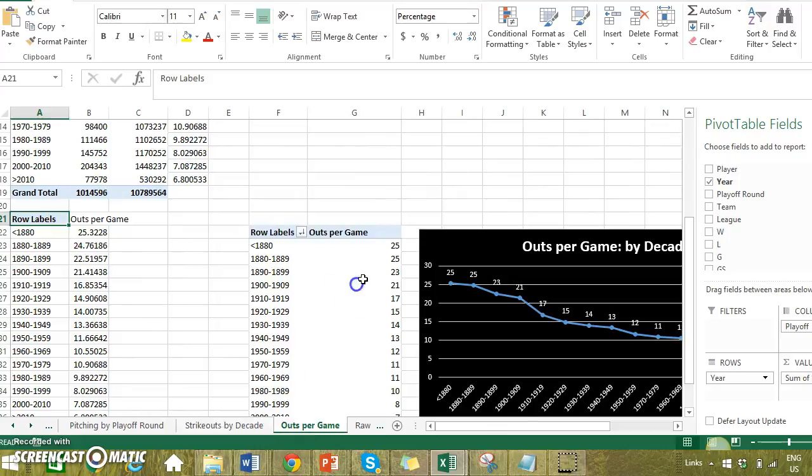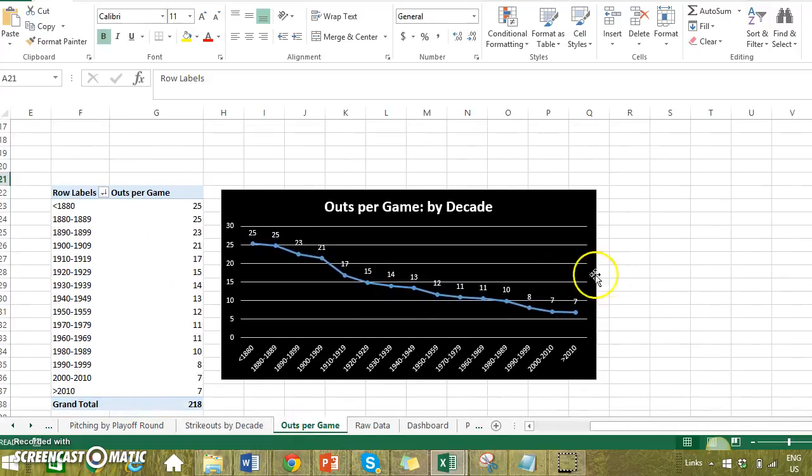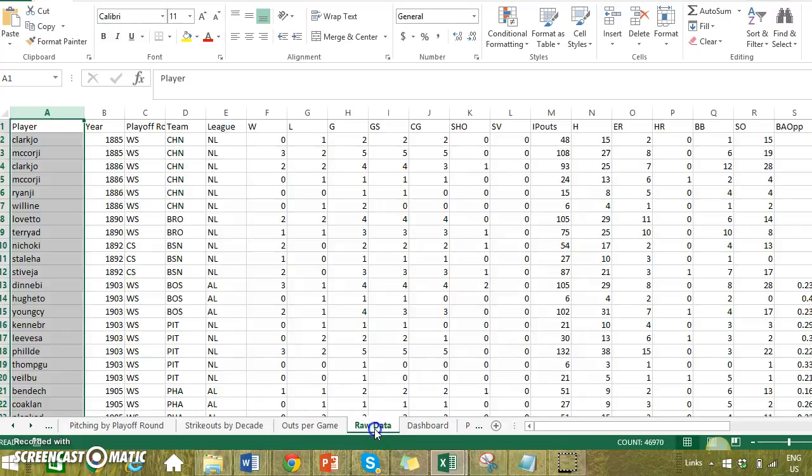Finally, the last view that I provided was outs per game by decade. And what this metric is showing is that back in the early 1900s, each pitcher on average was averaging around 20 outs per appearance. And that number has continuously decreased every single decade to right around 7 outs per average appearance by a pitcher, which is 1/3 of what it was when it started. This backs up the point again that relief pitchers have grown in usage.